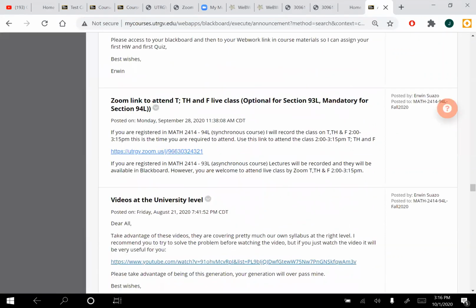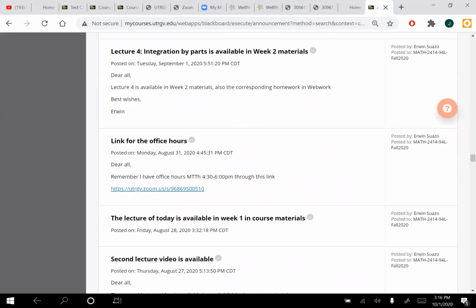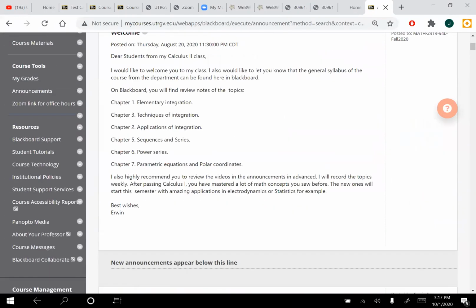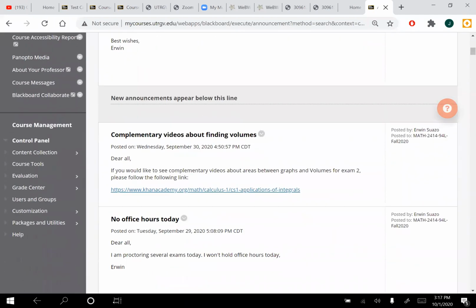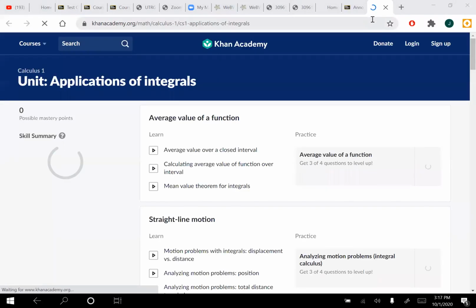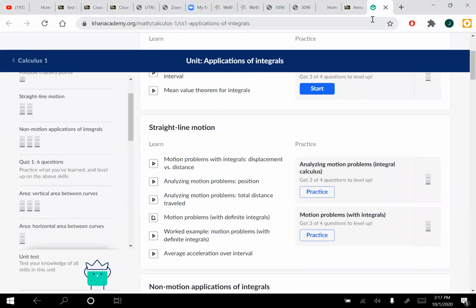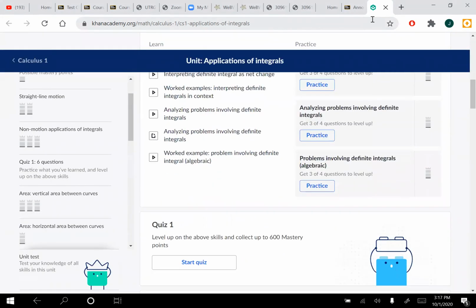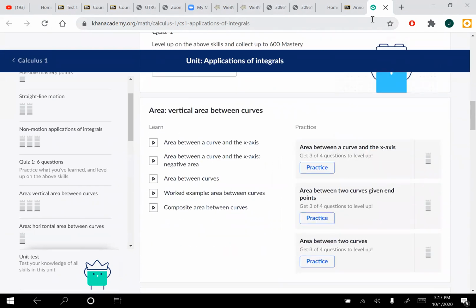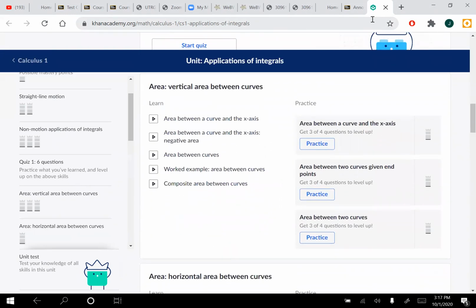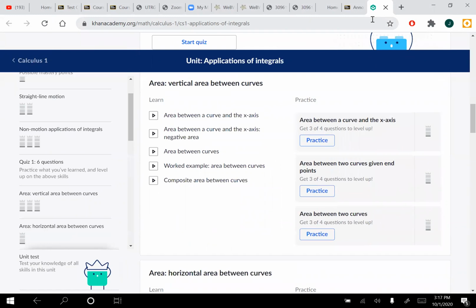And then if you go to the announcements, I listed several problems. If you want to see more videos, these people do a good job. In Khan Academy, they have this applications of integrals. So just keep the first one, average value of a function. We're not doing that. Motion problems, we are not doing that. No motion applications. We are going to do some applications, but in differential equations. So this is area between curves. You can go and see more videos in the series. We're going to do one tomorrow with sines and cosines.